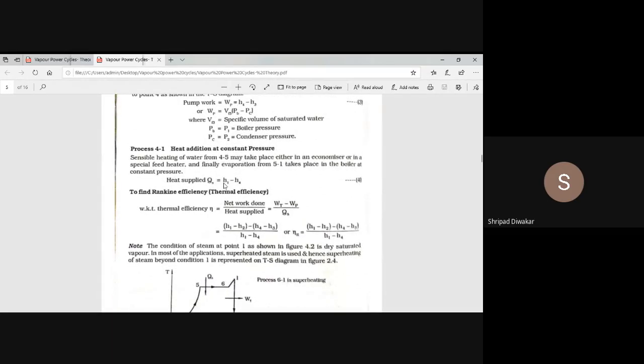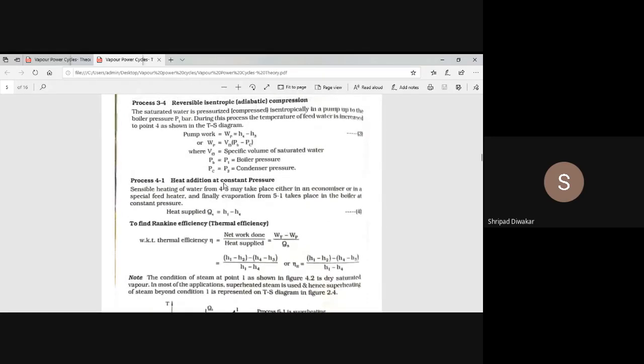Next, heat supplied. As I said, in a vapor power cycle, enthalpy and temperature play a very important role rather than pressure and volume. That's why you have to express everything in terms of enthalpy. Enthalpy is a property of the system. H equals U plus PV is the standard formula for enthalpy. It is mainly related to the internal energy. H equals U plus PV. U is what?